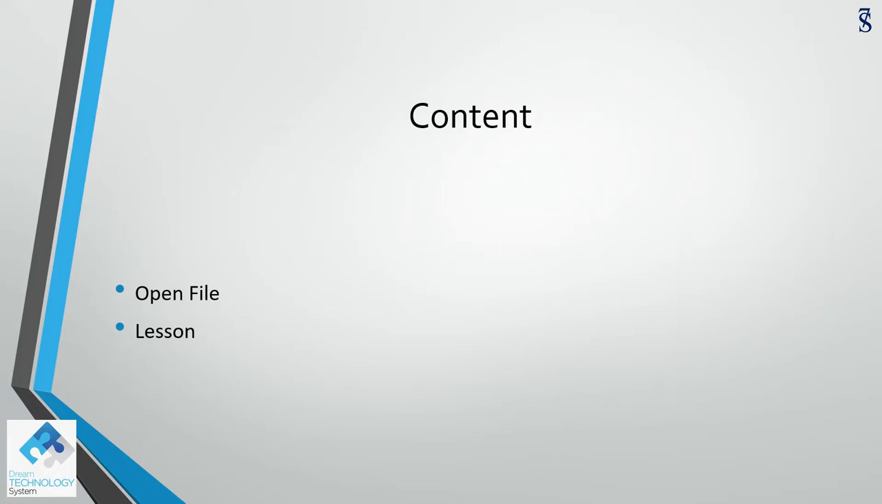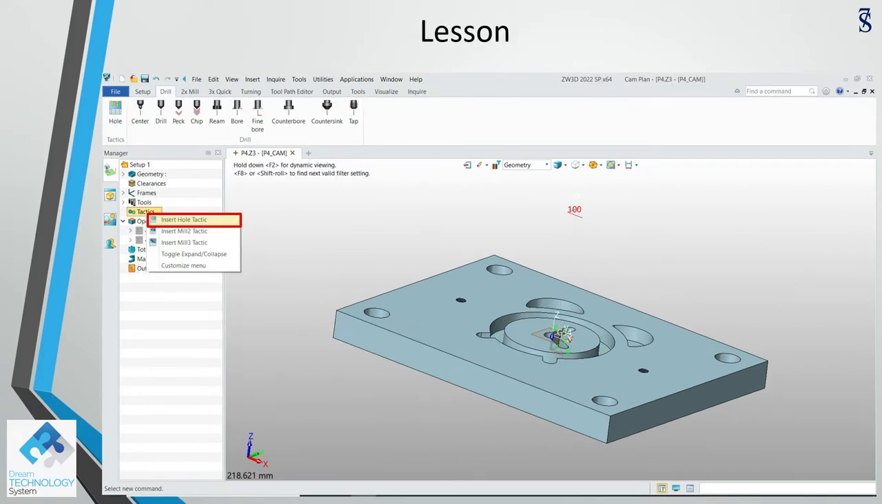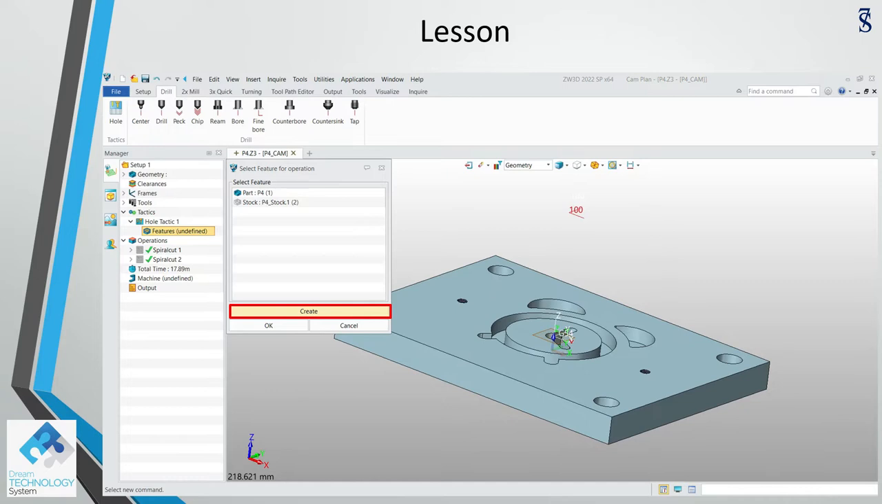As usual, we need to open the previous lesson file and continue what we're going to learn today. This is the result on the previous lesson. We will continue by creating a hole technique, meaning to say that we're going to consolidate all the holes by creating a hole set.